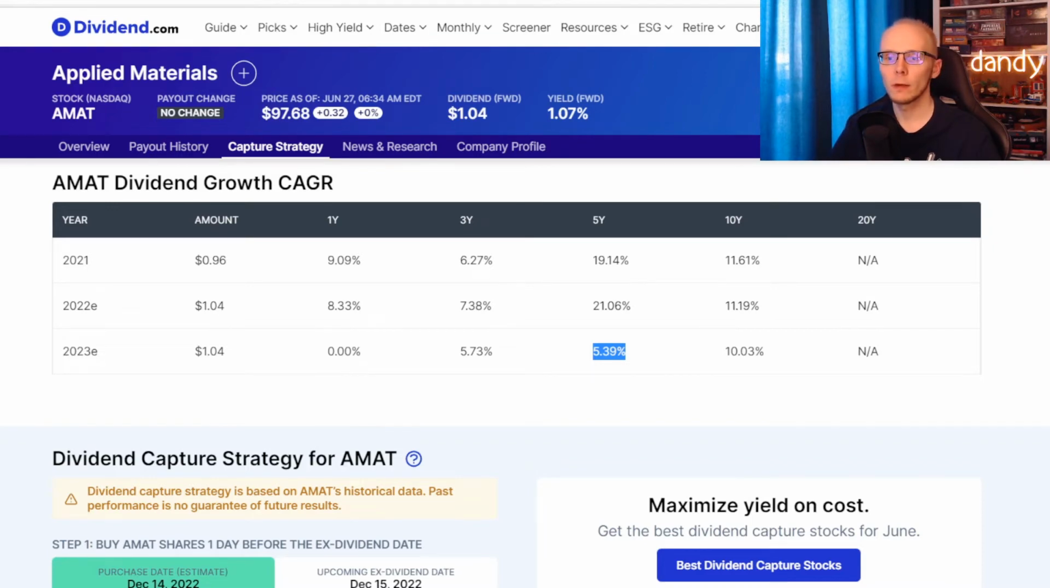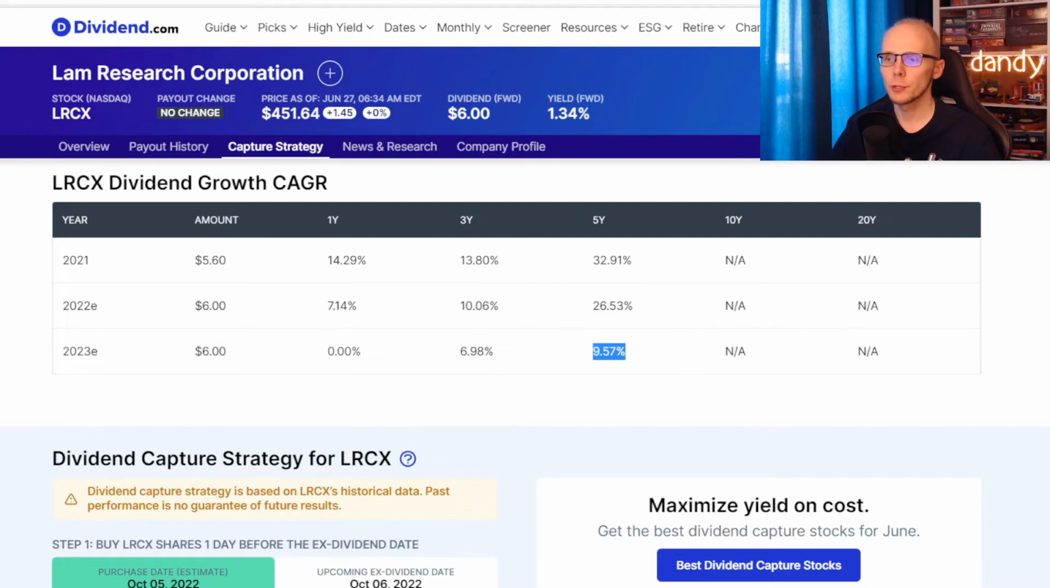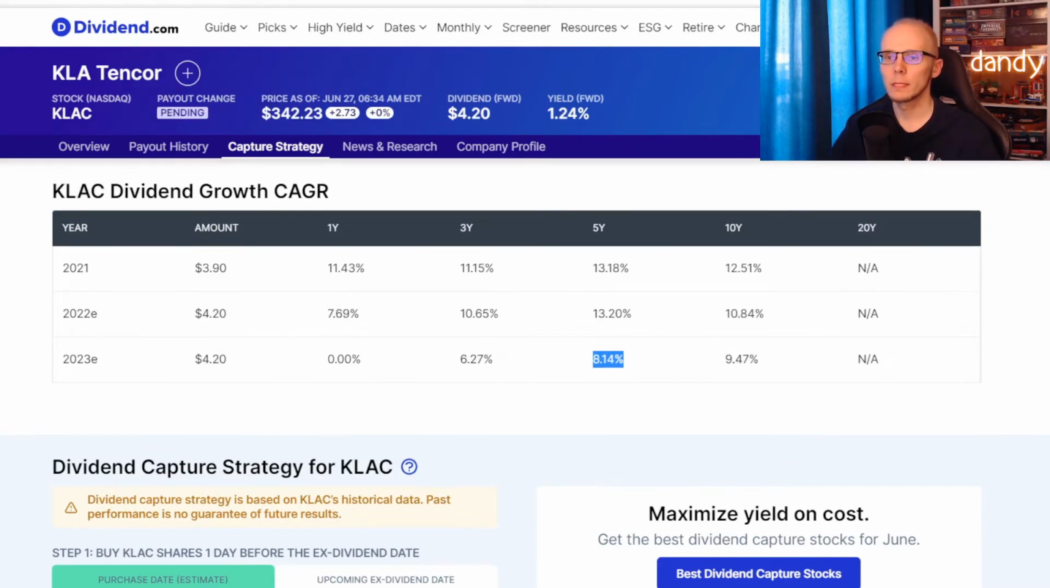We'll take the 5-year average, including the next year's estimate. So for Applied Materials, the 5-year growth rate is at 5.39%. Now if we take Lam Research, the growth here is a bit higher at 9.57%, and it is similar with KLA, with 5-year compound annual growth rate at 8.14%.